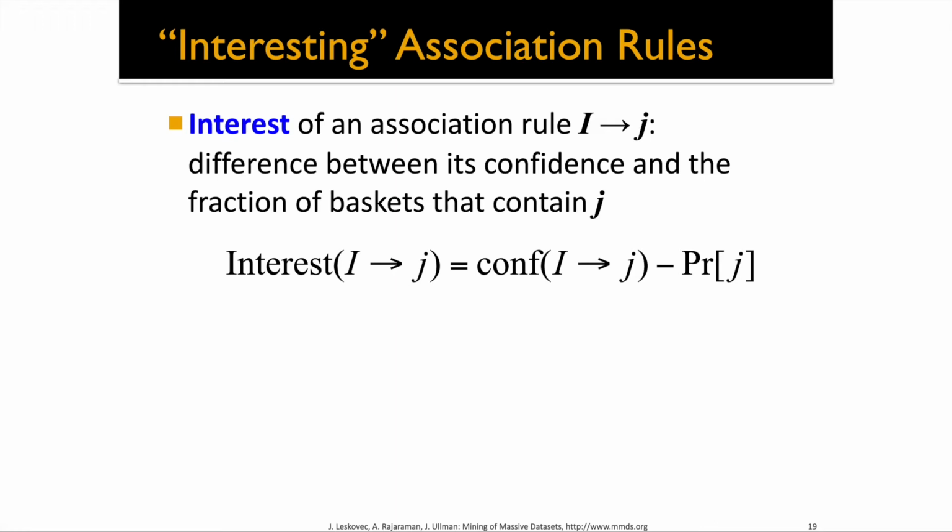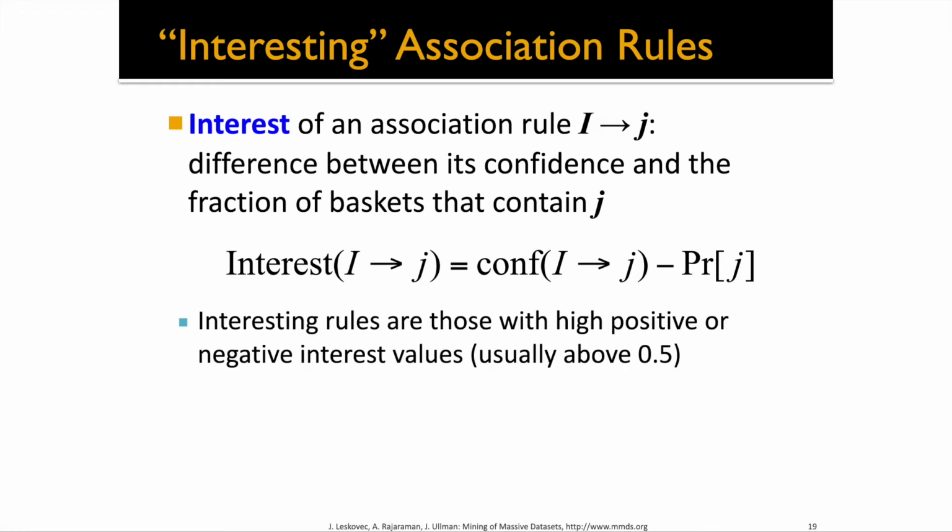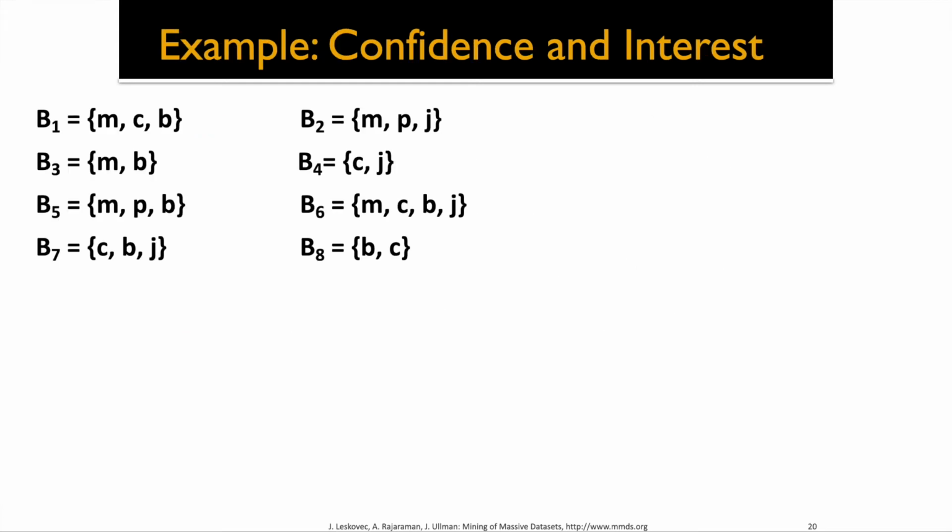But instead, if there is some connection, either positive or negative, so if our confidence for this association rule is either much higher than or much lower than the likelihood of seeing this item J purchased in general, then there's some connection here that is potentially interesting and actionable. So now we can see an example where we evaluate the association rule for its interestingness.